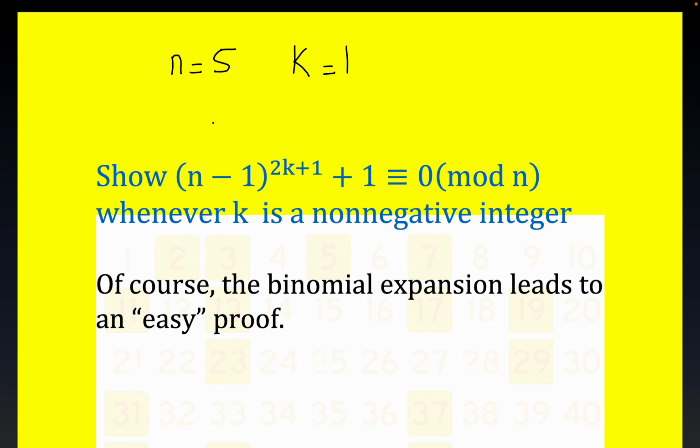Now notice what happens here. This would be 4. K is 1. This would be 4 cubed plus 1 equals 65. Okay, which is of course divisible by 5. This is equal to what, 13 times 5? Which is what mod?